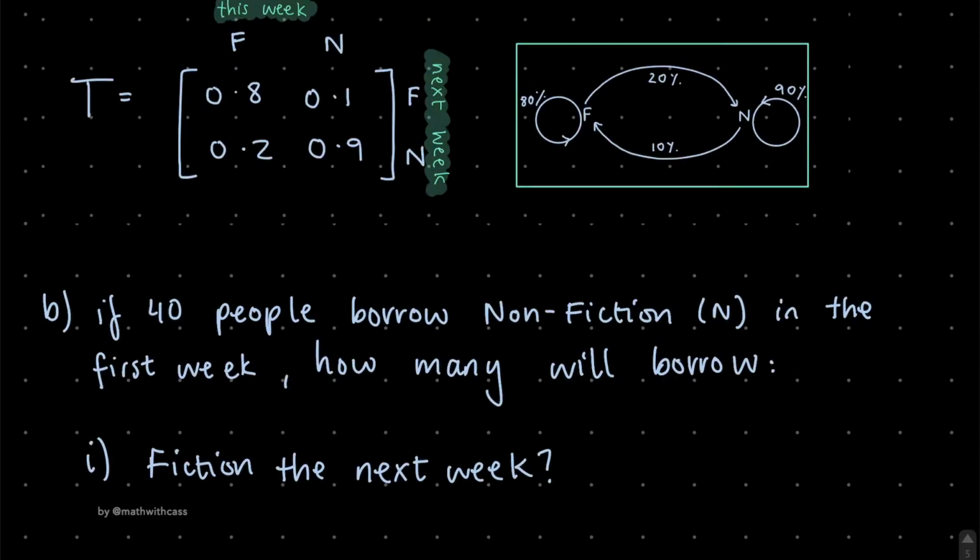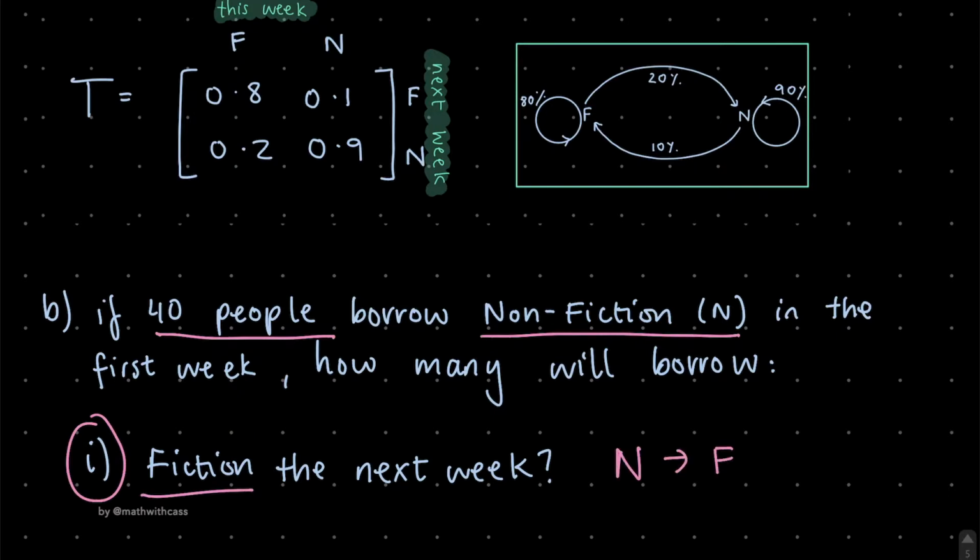Okay, so moving on now, we're going to look at some different questions. So this is question B, question 1. And question B asks, if 40 people borrow non-fiction in the first week, how many people will borrow, firstly, fiction in the next week? So this time we're going from non-fiction to fiction.